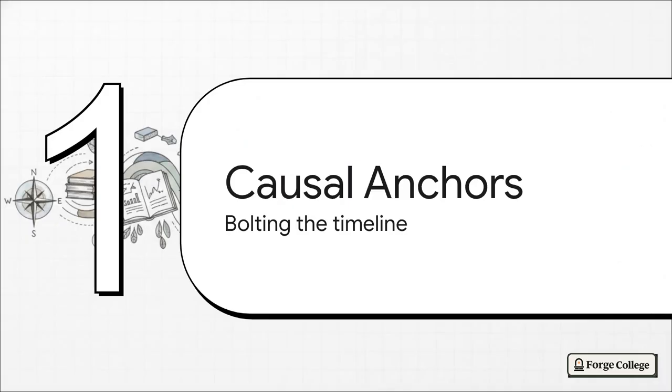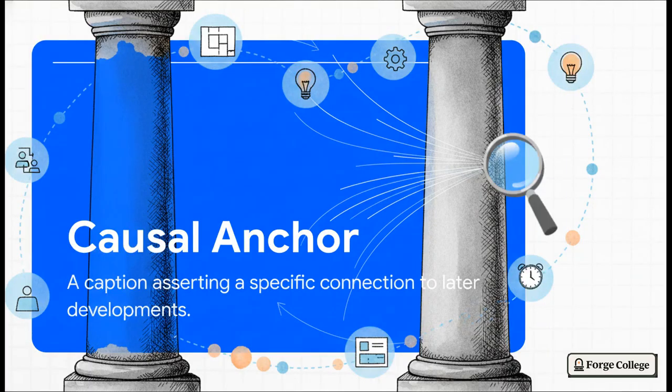All right, on to step 3, sequence with causal anchors. This is where we start really bolting the timeline together. Just having a list of events in chronological order isn't enough, right? We have to connect them using explicit active language. Enter the causal anchor. This is a specific event with a 25 to 75 word caption, asserting its direct connection to later developments. You're going to use phrases like contributed to or influenced design choices in.